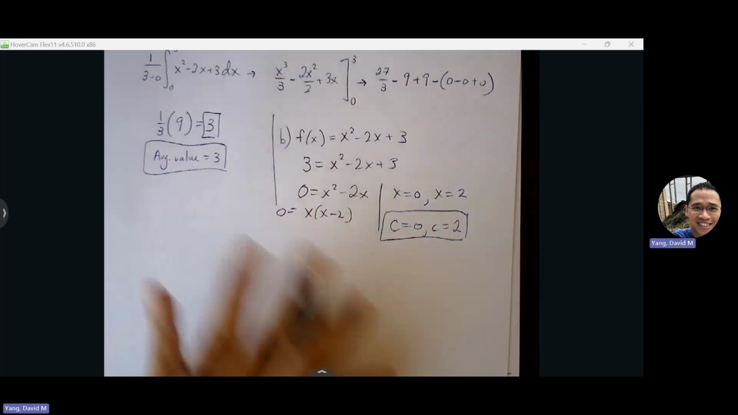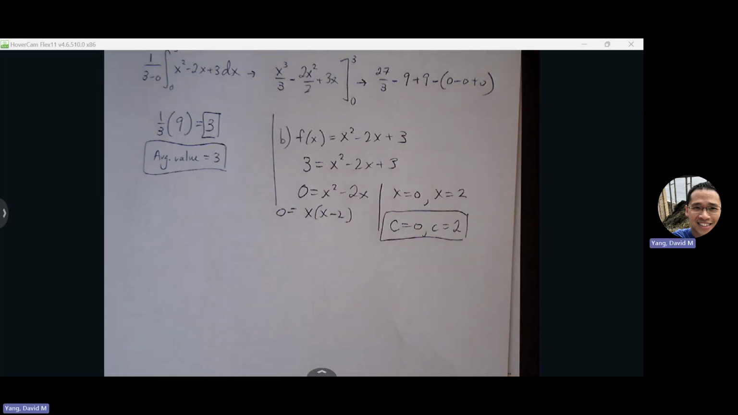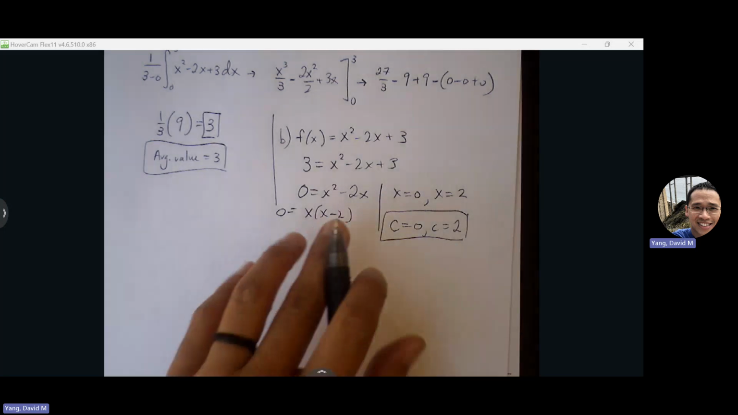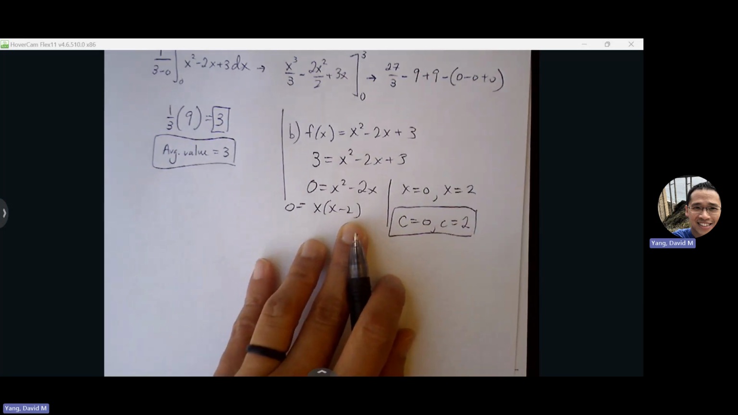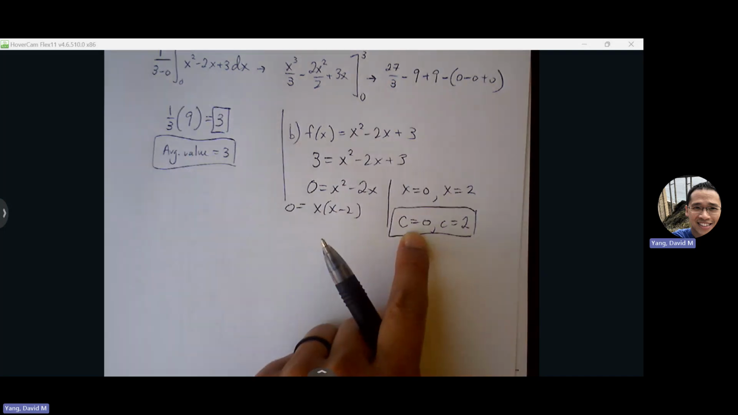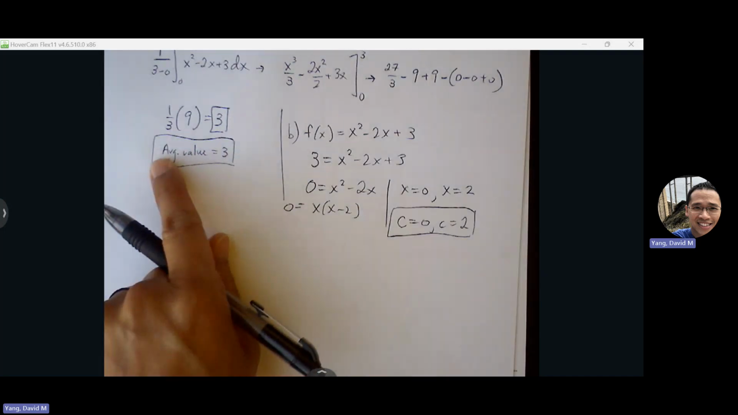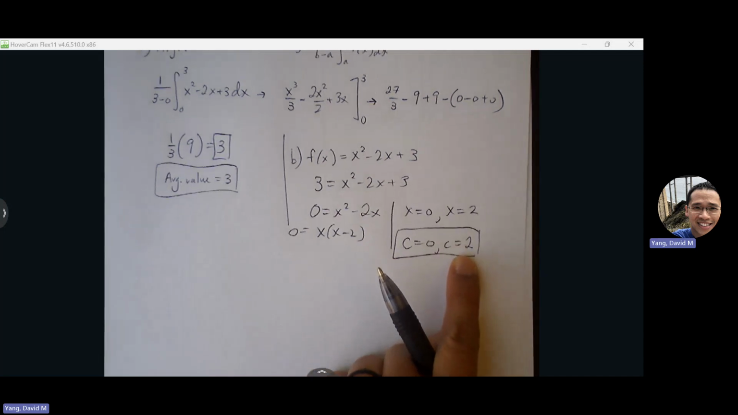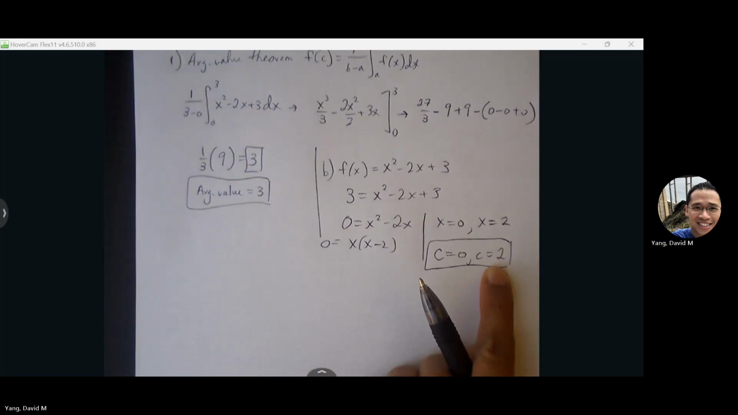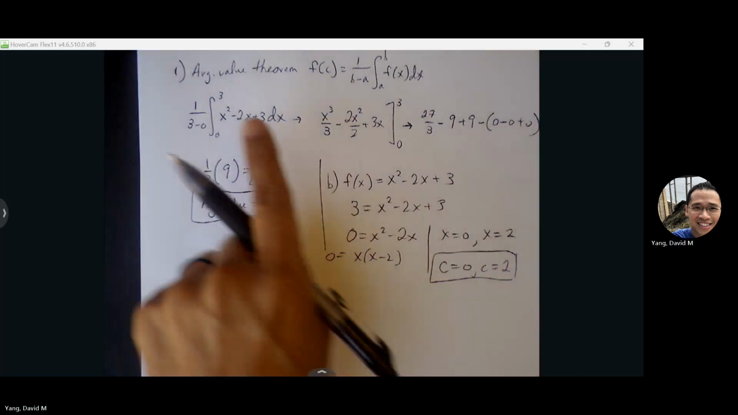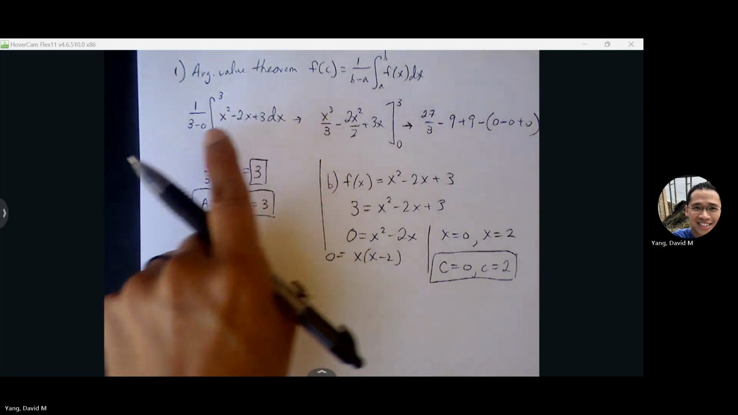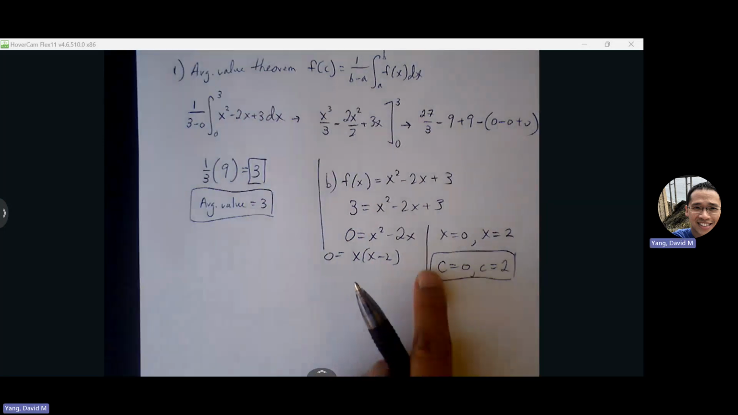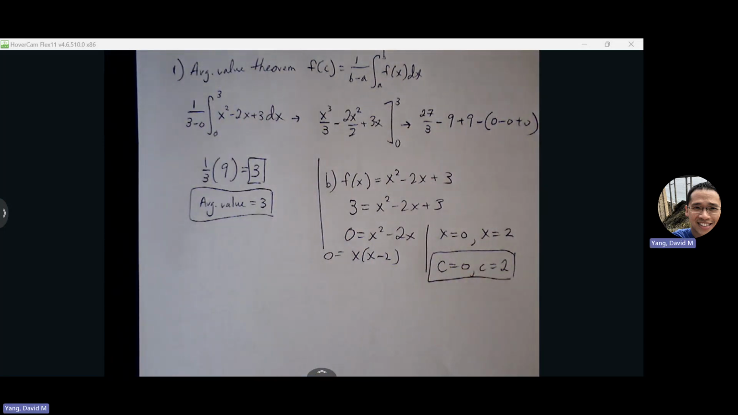Now with the average value theorem, it's possible to hit that average value at the endpoint or in between. With the mean value theorem for derivatives, we're forced to find a c value that lives between. But for the average value theorem, it's okay to have your c value be at the endpoint as well as in between. So 0 is okay, and 2 is obviously between.